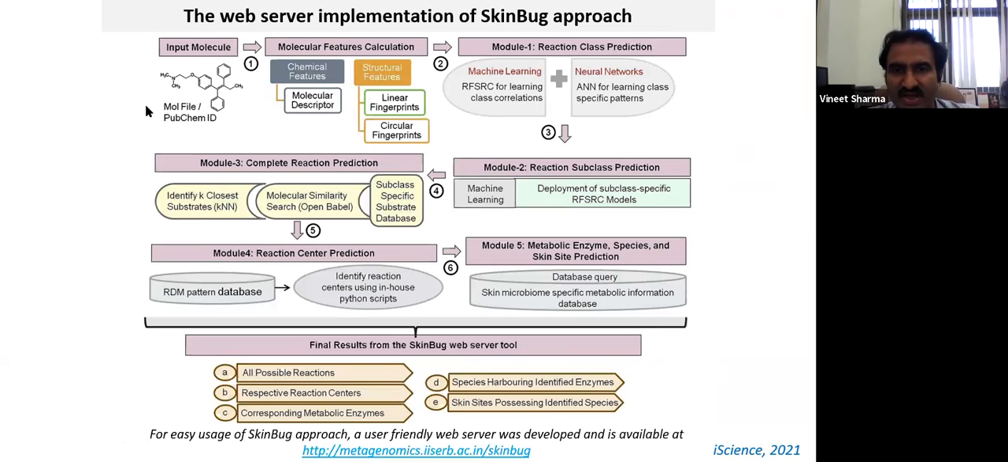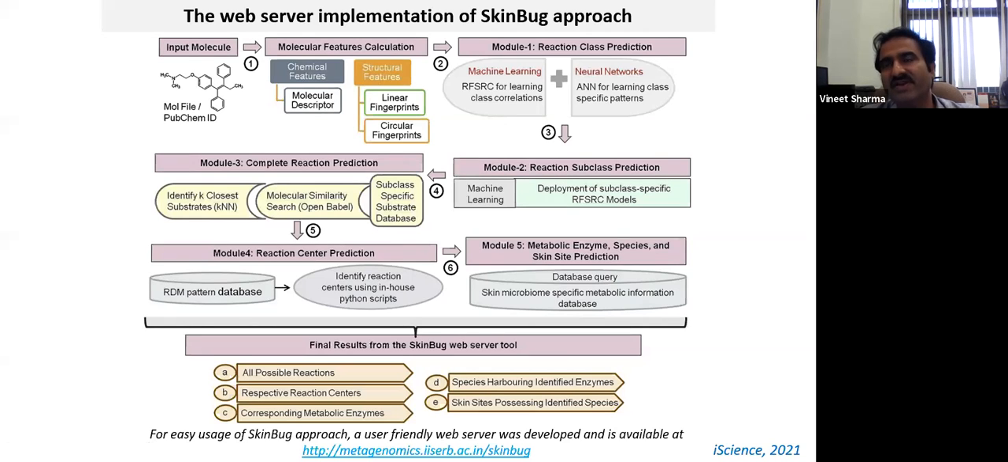So basically it goes like this. For the input molecule, we calculate the molecular features and do the feature selection. We consider all kinds of linear, circular, and molecular descriptors, and then do the feature selection for the best optimal performance. At the first step, we use machine learning as well as neural networks to predict independently, and if there is a consensus, we use the result further and explore this class.